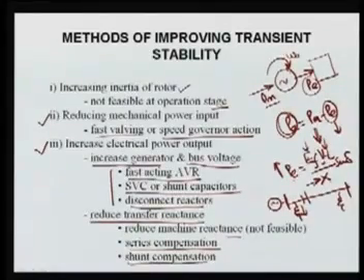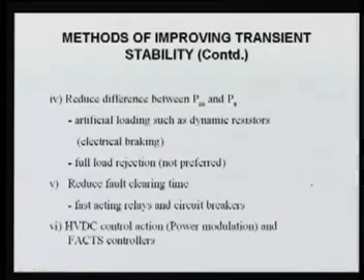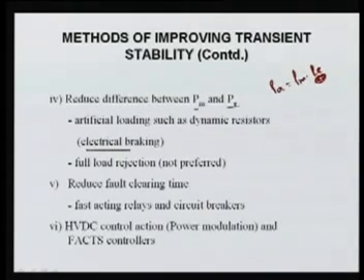Another, we can also use shunt compensation. Some of the shunt compensation can also be regulated in such a fashion that the effective X can be changed, and then we can use that. Now another is to reduce the difference between PM and PE by using artificial loads. Means here we want to reduce this PA, that is PM minus PE. So we can use some dynamic resistors and increase this PE during the disturbance. So that is called electrical braking, and dynamic resistors are used for that. Or full load rejection, that is not preferred, means we can reject the load completely.